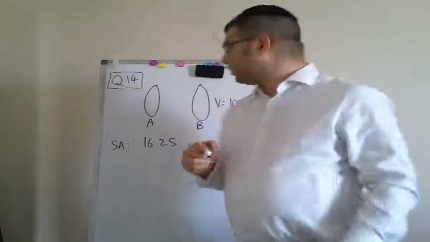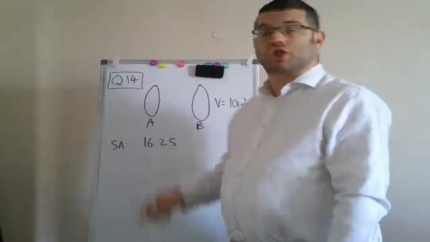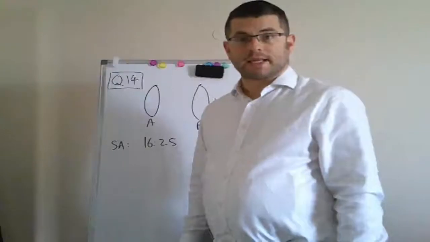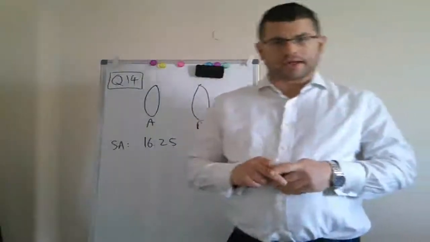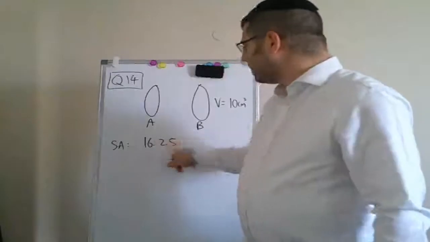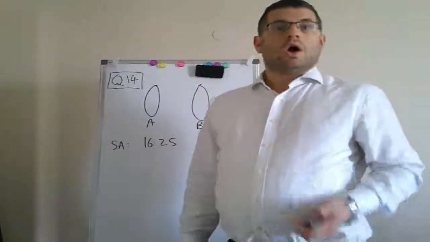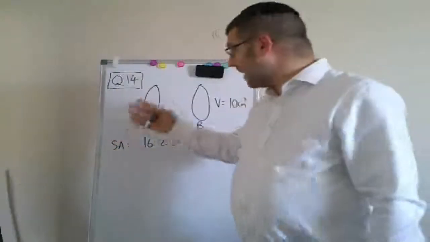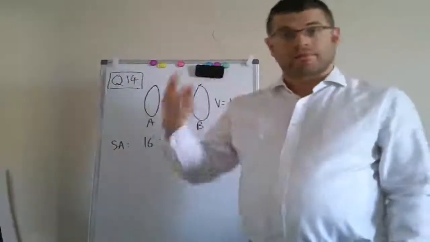Okay, so question 14, we're told the surface area as a ratio, and we're also told the volume of shape B, which is 10 centimetres cubed. We have to get the volume of A. So again, there's two ways we could do this. If the surface area is 16 to 25, what we can do, like usual, going from surface area scale factor back to length scale factor, is square root.